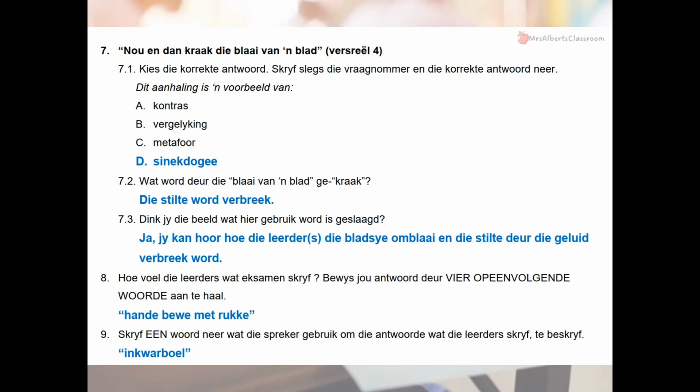Number 7, nou en dan kraak die blaai van 'n blad. Kies die korrekte antwoord. Ek skryf slegs die vraagnommer neer. Die aanhaling is 'n voorbeeld van. Okay, so this quote, nou en dan kraak die blaai van 'n blad. So it's that sound of a page when it turns. What is it an example of? It's an example of synecdoche. Now, I'm not 100% behind this one. I struggle with this one. I don't see it completely like the department explained it. But the blad is actually one thing that is a part of another.